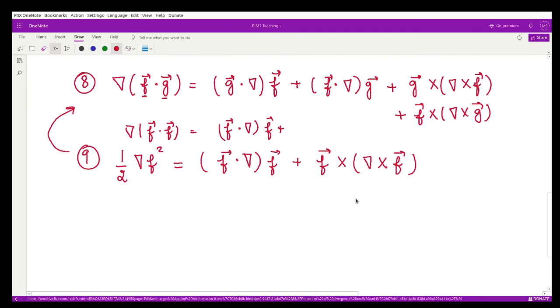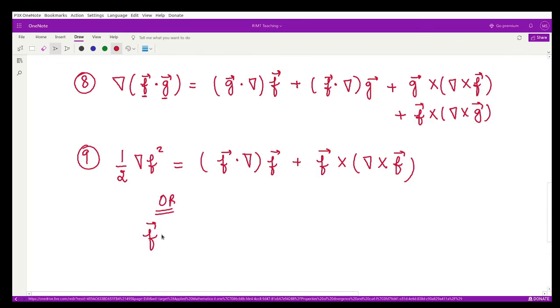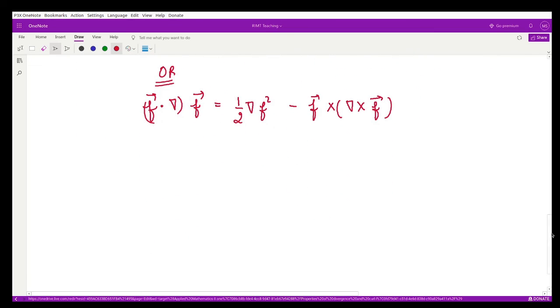Or you could also write the same property like this. You could write this as vector f dot with del multiplied with vector f. This is equal to half del of vector f square minus vector f cross with the curl of vector f. So this is our ninth property.